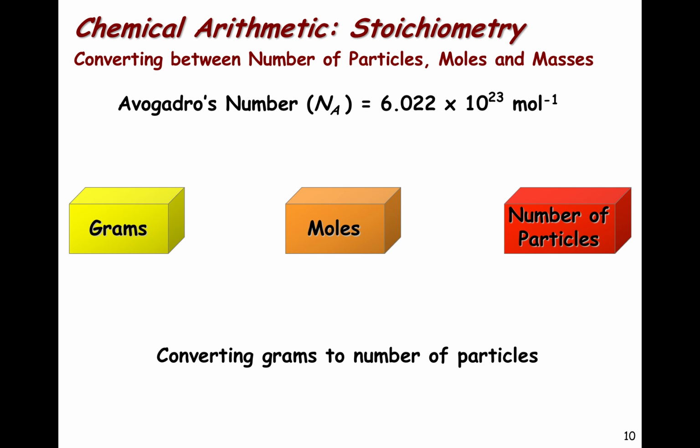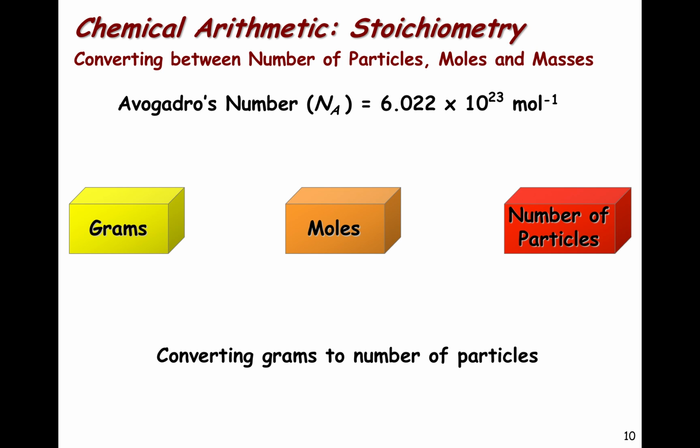So, as an example of how we might do calculations involving Avogadro's number, shown here is a particular number of grams of some substance. But of course, those grams correspond to some number of moles of that particular substance. And we then would like to know how that's related to the number of particles.